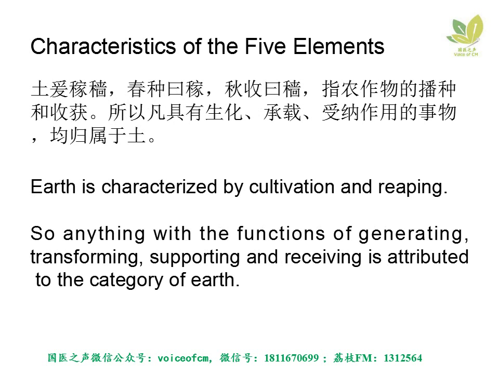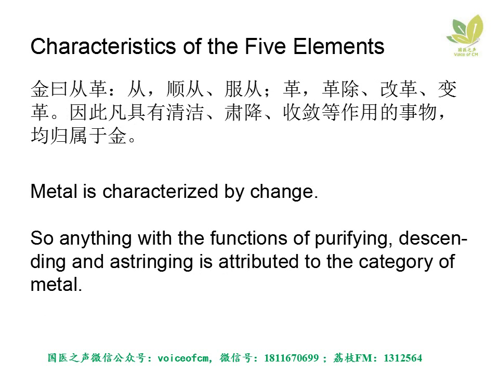Then we will talk about the characteristics of earth. Earth is characterized by cultivation and reaping, so anything with the functions of generating, transforming, supporting, and receiving is attributed to the category of earth. 那接下来呢，我们讨论一下土。我们说土原稼穑，春种曰稼，秋收曰穑。主要是指农作物的播种和收获，所以但凡具有生化、承载、受纳作用的事物均属于土。Then we will talk about the characteristics of the metal.